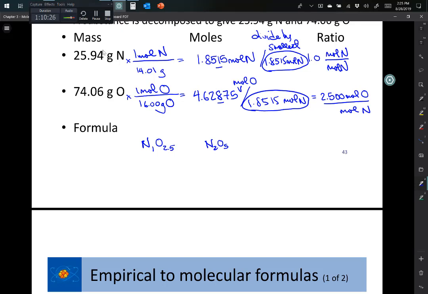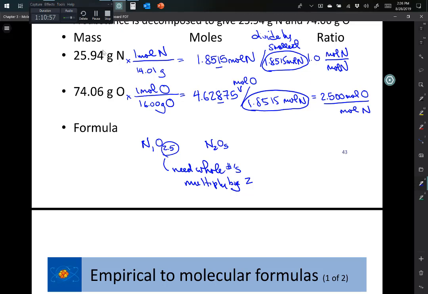So this needs to be whole numbers. That means multiply by 2. Is it always 2? No, it can be 3, it can be 4, it could be 5. Yeah, so the very good question is, how do you know what to multiply it by?